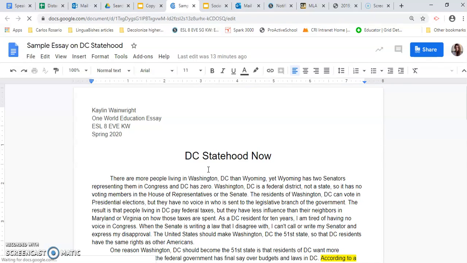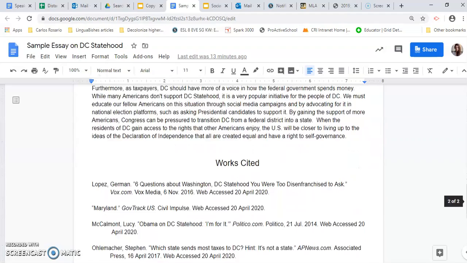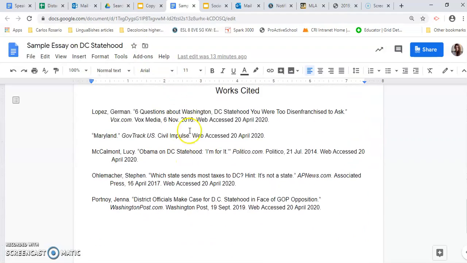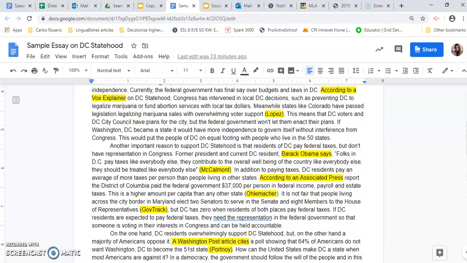So here is my example essay on DC statehood in a Google Doc. I have my title centered on the page, and then I have my 5 paragraphs. And at the end, I have my works cited list. So we're going to look at some of the examples of my citations.